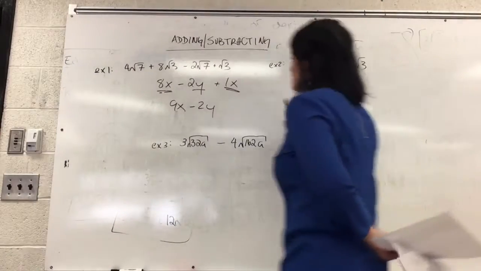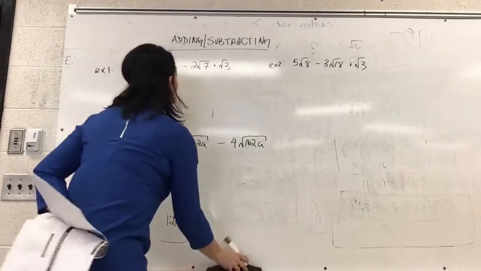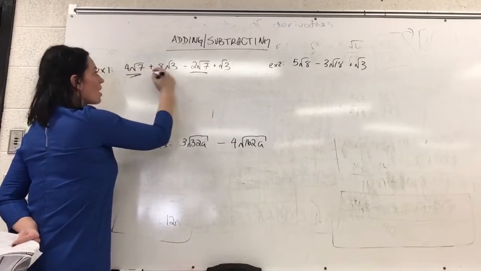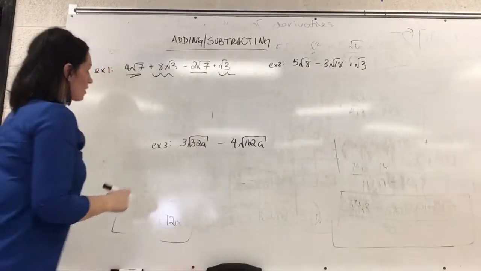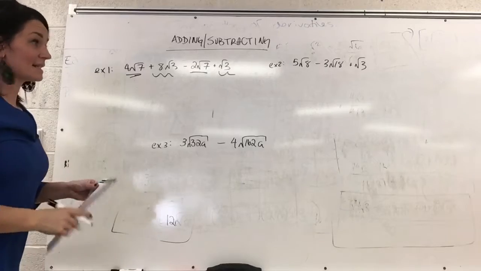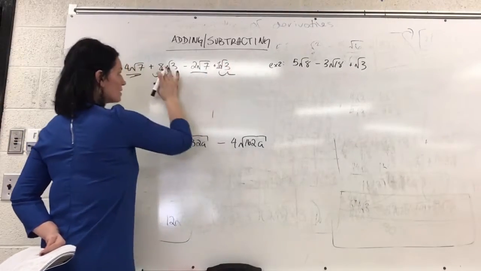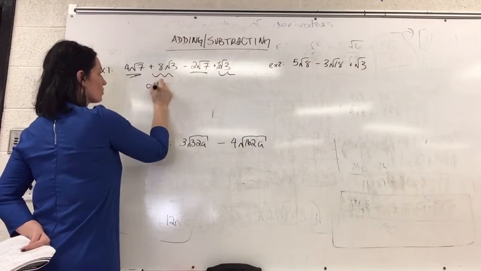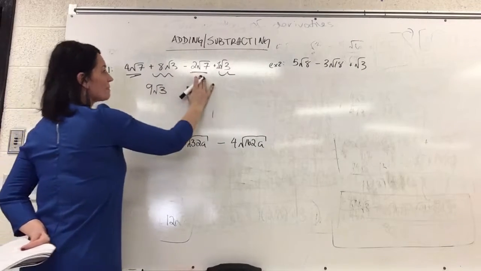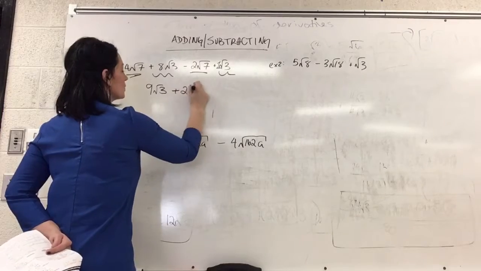So it's the exact same thing with radical functions. Like all the root 7s can go together and all the root 3s can go together. So it's basically like collecting like terms. So 8 root 3, when there's no number in front of there, it's like a 1. So 8 root 3 plus 1 root 3 is 9 root 3. And then 4 root 7 minus 2 root 7 is 2 root 7.